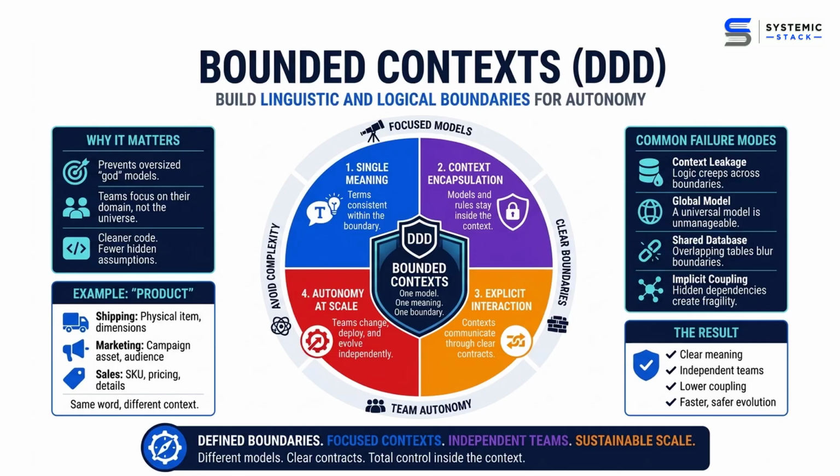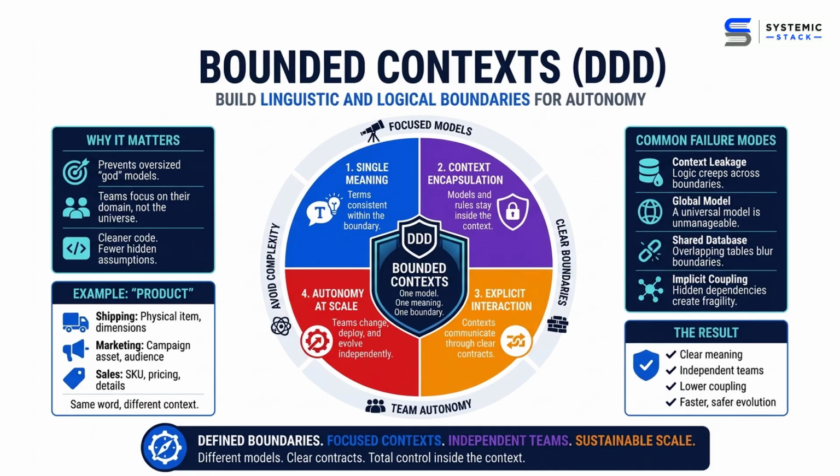Domain-driven design, or DDD, gives us the concept of bounded contexts, which is arguably the most powerful tool for decomposition. It works by ensuring that a specific term or model has a single consistent meaning within a specific boundary. For example, the word product means something very different to a shipping service than it does to a marketing service. What matters here is that it prevents the God object problem, where one massive class tries to handle every single attribute in the entire company.